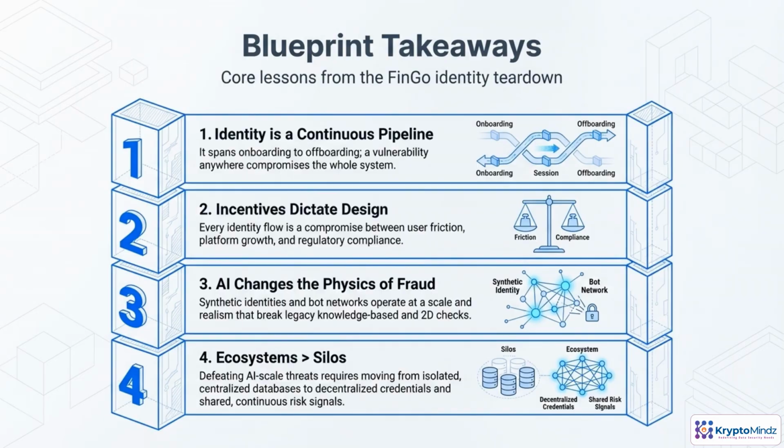FinGo's identity blueprint boils down to 4 things. Treat identity as a continuous pipeline, not a login screen. Recognize that incentives quietly shape every design choice. Assume AI has permanently changed the scale, speed, and style of fraud. And finally, understand that defending against those threats requires interoperable ecosystems, not isolated silos.